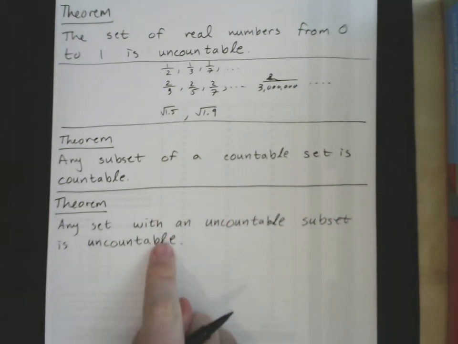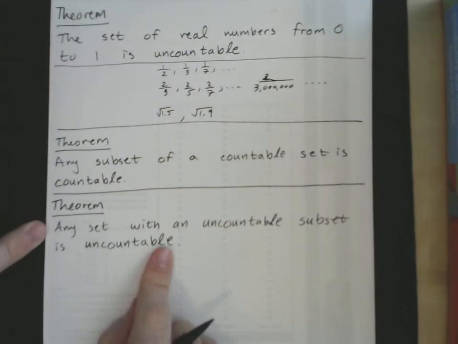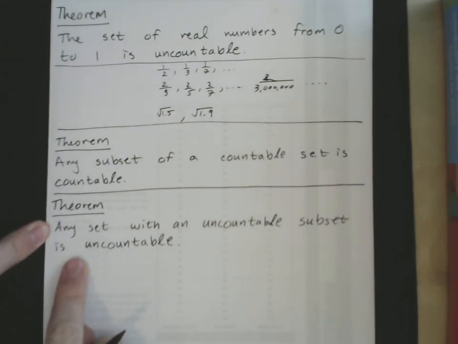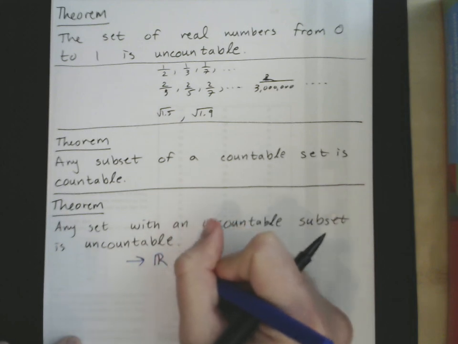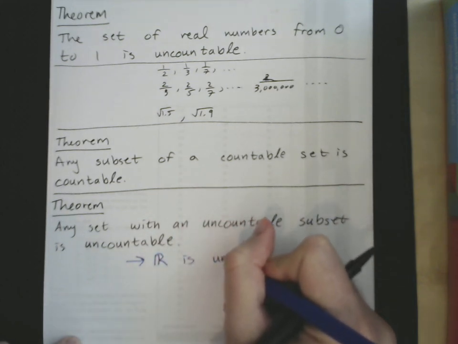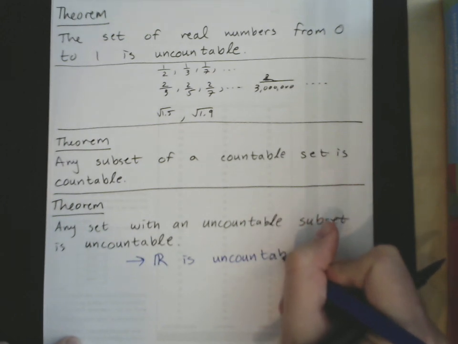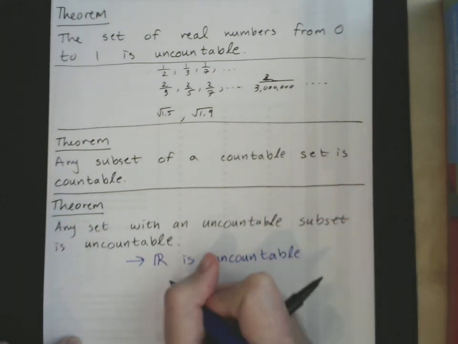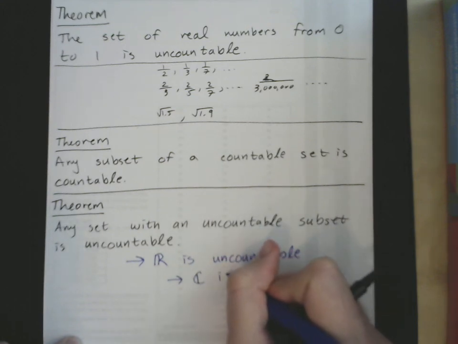So if we combine this with our first theorem, the set of real numbers from 0 to 1 is uncountable. The real numbers have a subset that is uncountable, so the real numbers are uncountable. So that's the big takeaway, that R is uncountable. And from here, since R is a subset of the complex numbers, C is uncountable.